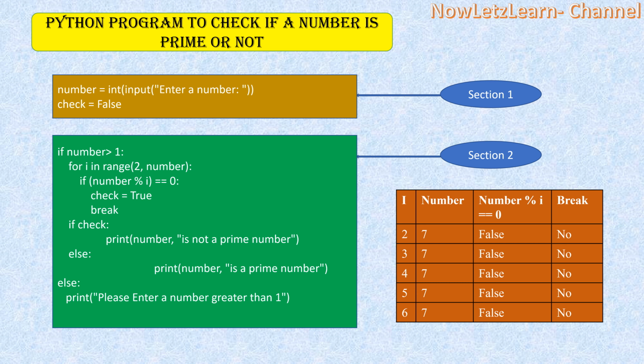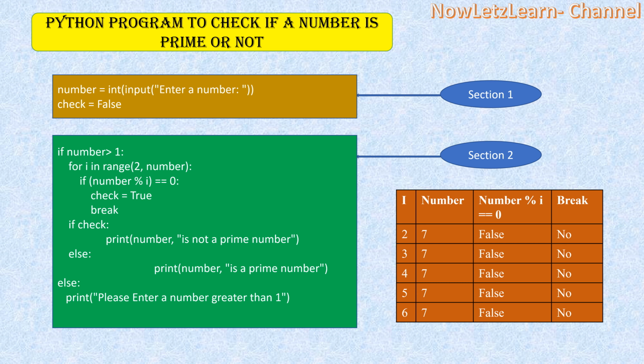What is the function of the modulus operator? It tells you whether a number is divisible by another number or not. If it is divisible, the modulus of the two numbers will give you 0. If not, it will give you a non-zero value. And that's the concept we are using in this program.